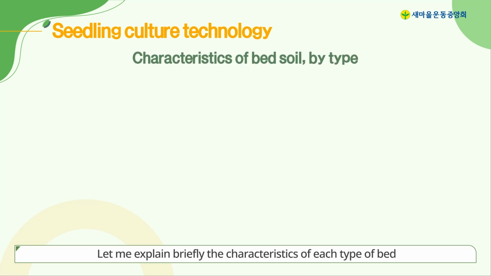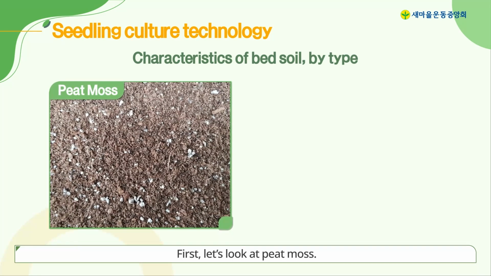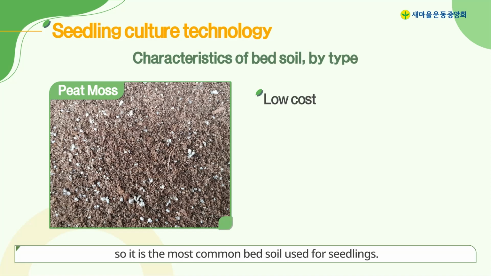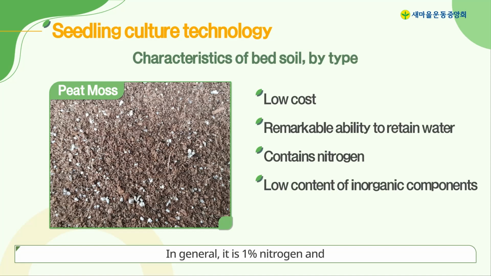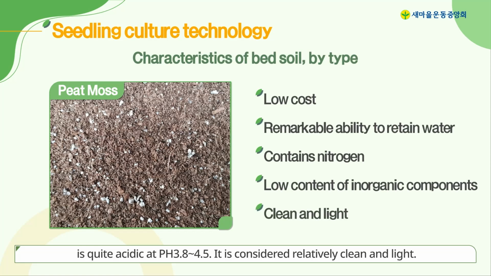Let me explain briefly the characteristics of each type of bed soil of different ingredients. First, let's look at peat moss. Peat moss can be easily obtained at low prices, so it is the most common bed soil used for seedlings. It retains water well, usually 10 times its dry weight. In general, it is 1% nitrogen and is quite acidic at pH 3.8 to 4.5. It is considered relatively clean and light.